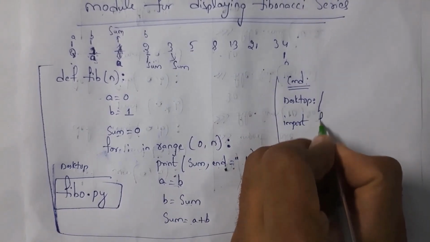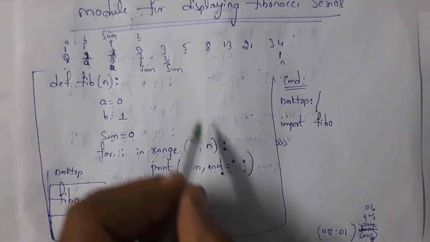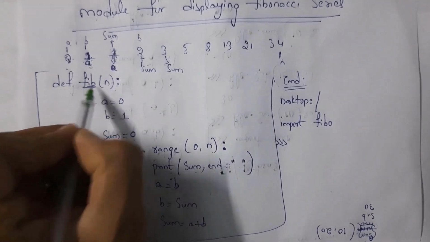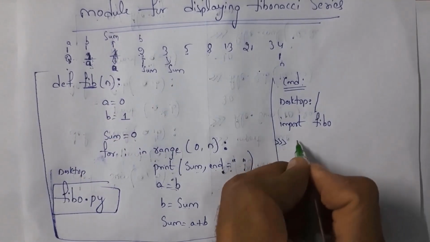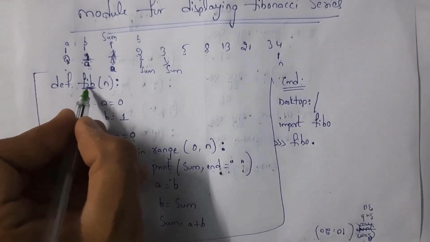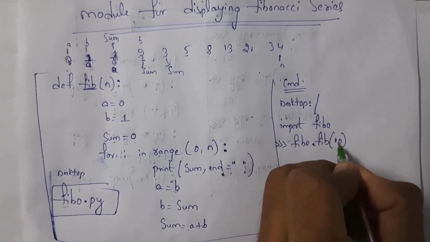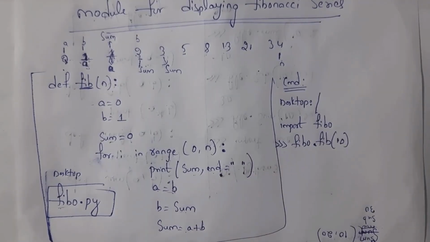Don't write .py, just write here fibo and click enter. Whenever you click enter, it will open fibo.py. This program is present in function fib. So just write here module name, that is fibo dot function name, that is fib. So whenever you give here fibo.fib(10), it will print Fibonacci series up to 10 values.